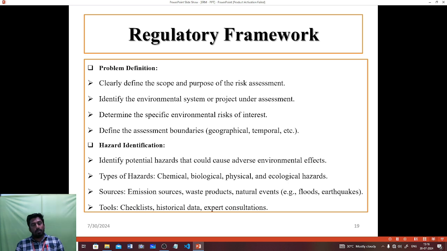It is nothing but what causes adverse environmental effects. It may be chemical, biological, physical and ecological hazards from emission sources, waste, and natural events like earthquakes and floods. The tools used for hazard identification are checklists, the matrix method, historical data and expert consultations. These are the tools we use to identify what hazard will affect the environment.